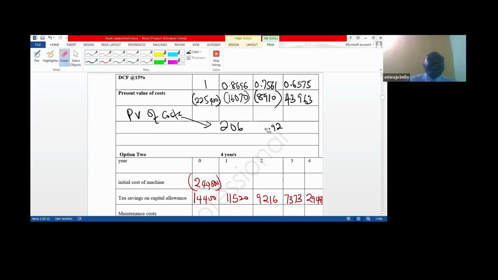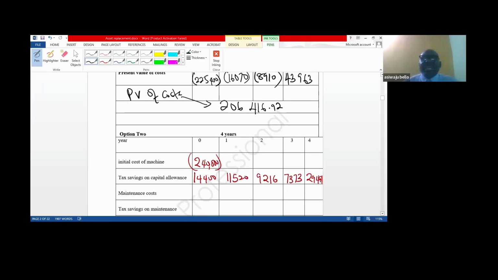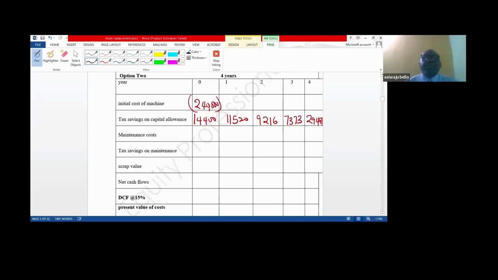Four one six, 416.9. That is the present value of cost if you replace after 3 years. If you now go to after 4 years, to be faster now, let me take just like 5 minutes.